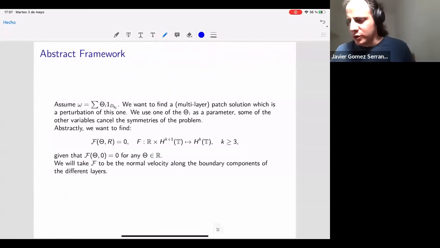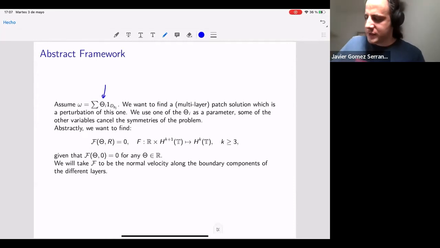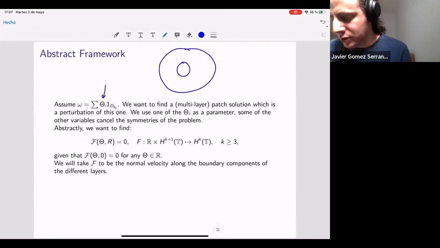Okay, so we're going to work in this abstract framework. As I said, we assume that the vorticity is some constant times a characteristic function of some domain B_i, and we work in either the 2-layer or 3-layer setting. So we're going to find a multi-layer solution. Of course, this is a trivial solution because everything is radial if I put annuli, but the hope is that by perturbing these circles, we can find a non-trivial one.